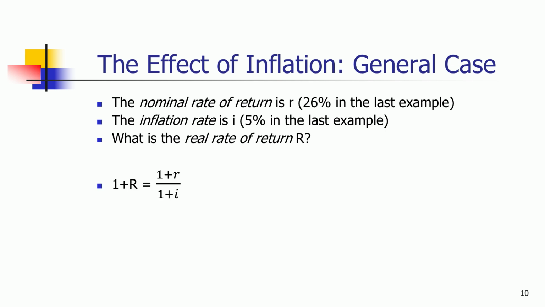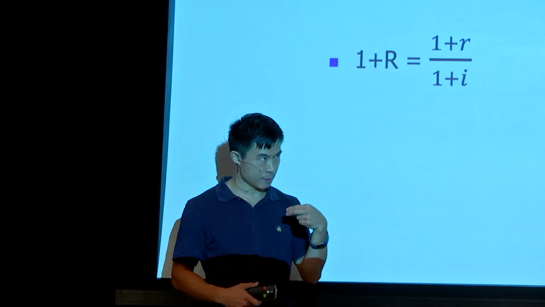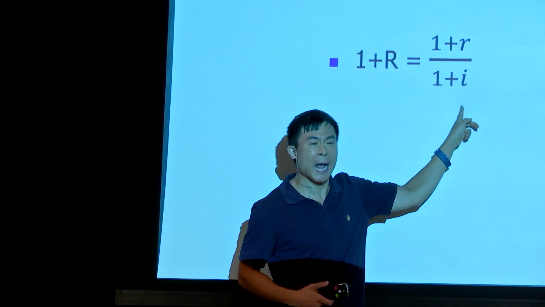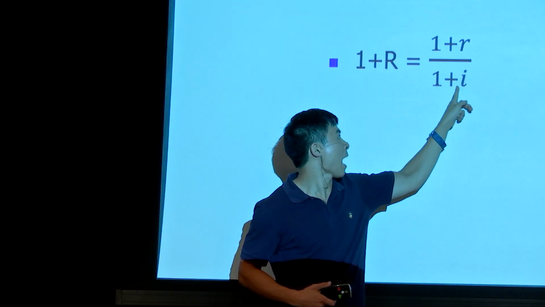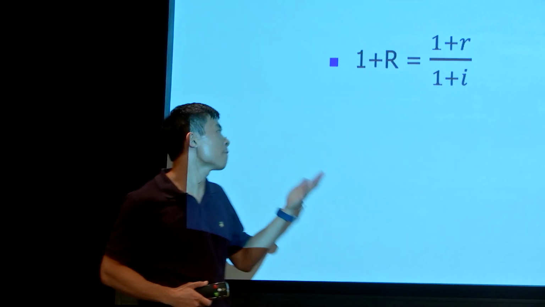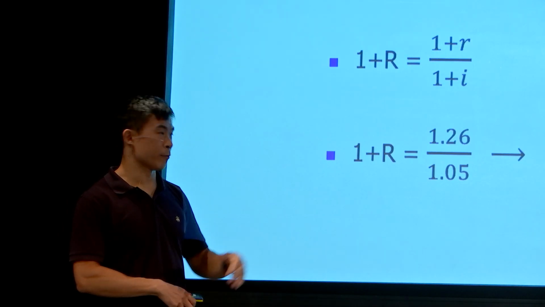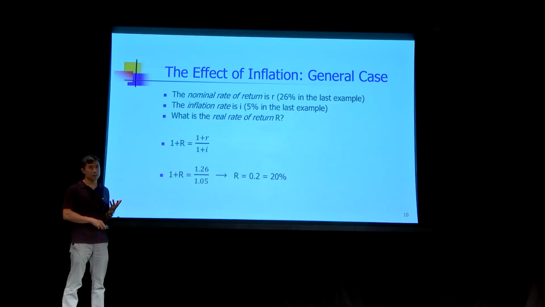How do we calculate the real rate of return? Well, we do something very similar to what we did on the last slide. We first say, how much does our money grow by? That's based on the nominal rate of return, little r, 26%. And then we divide it by how much apples have gone up by. And that is the inflation rate, 5% in the last example. And that gives us the real rate of return of 20%.